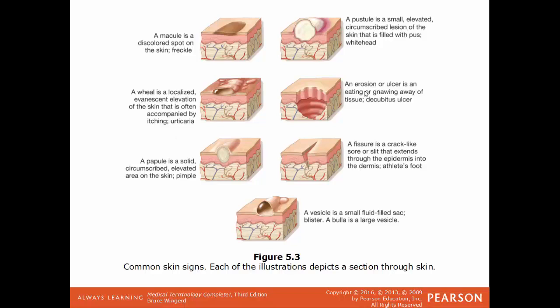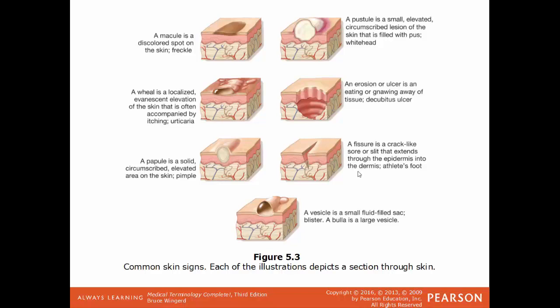The ulcer, or an erosion. The gnawing away or the eating away of a tissue. And for the skin, a good example would be a bed sore, a decubitus ulcer. Papule, a solid, circumscribed area of the skin, just like a pimple, but it's going to be solid.